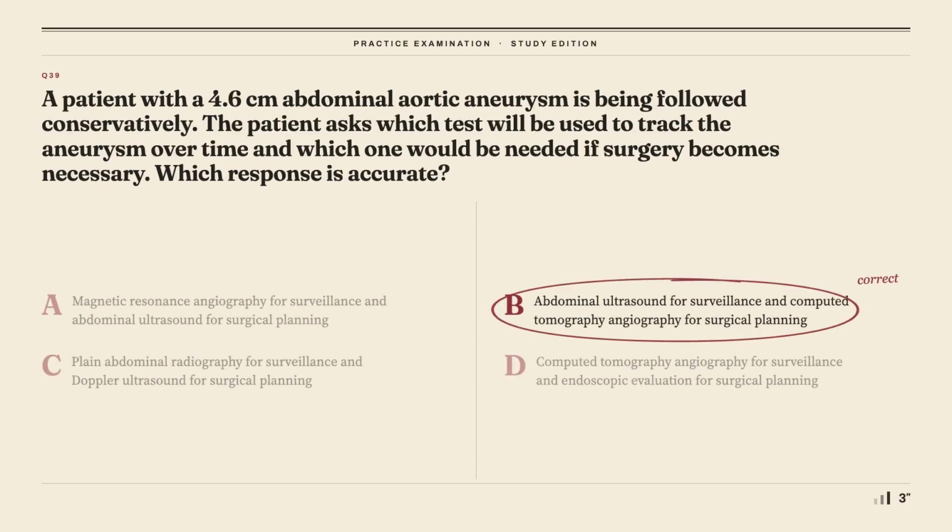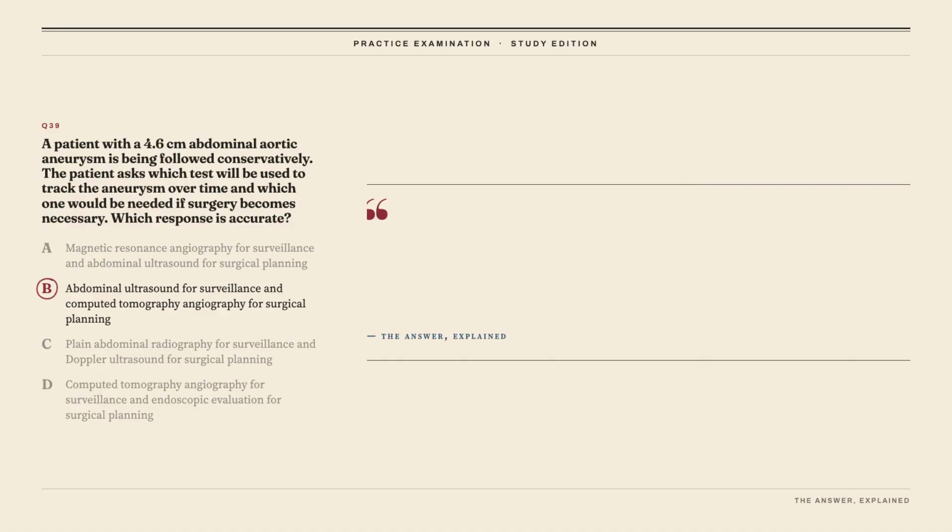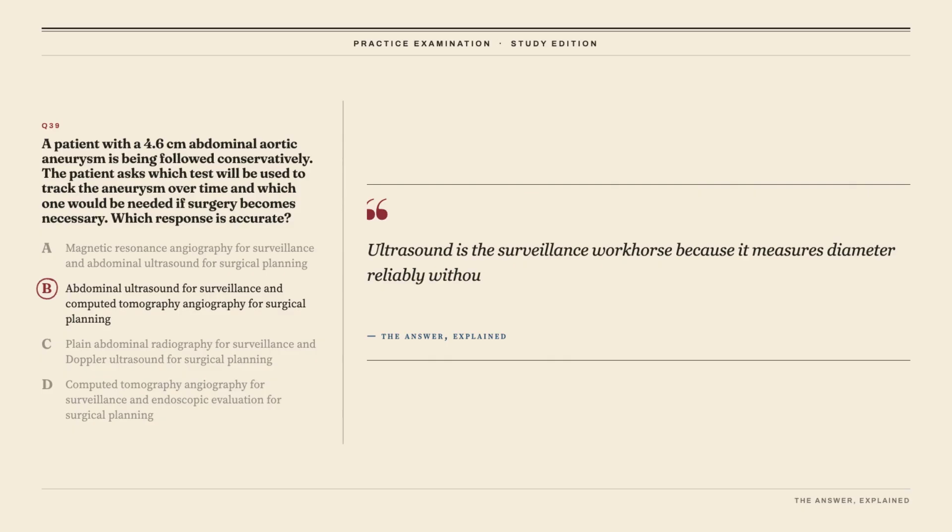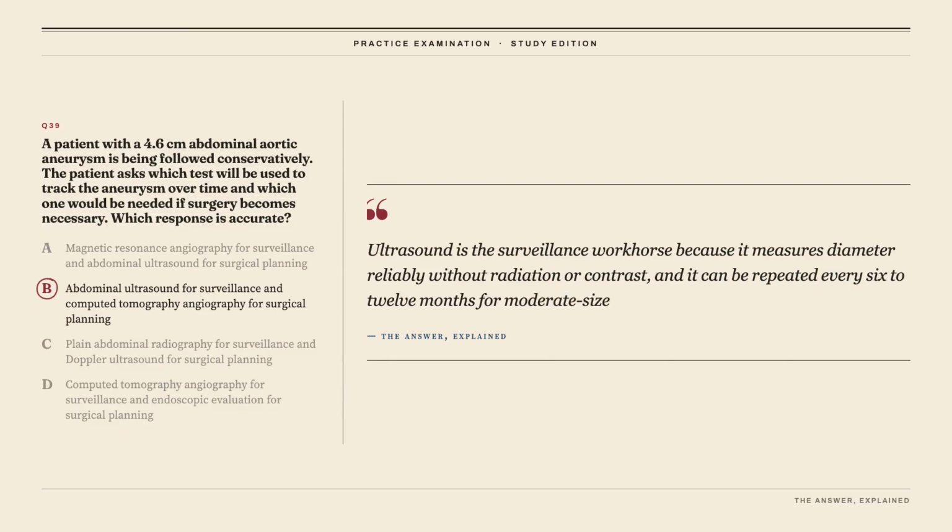The correct answer is B. Abdominal ultrasound for surveillance and computed tomography angiography for surgical planning. B is correct because ultrasound is the surveillance workhorse: it measures diameter reliably without radiation or contrast, and it can be repeated every 6 to 12 months for moderate-sized aneurysms. Computed tomography angiography is the gold standard before repair because it defines size, shape, extent, and the relationship to the renal and iliac arteries. That anatomic detail determines whether endovascular repair is even feasible.